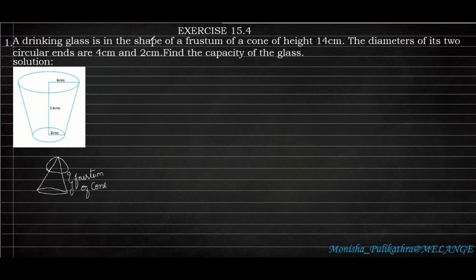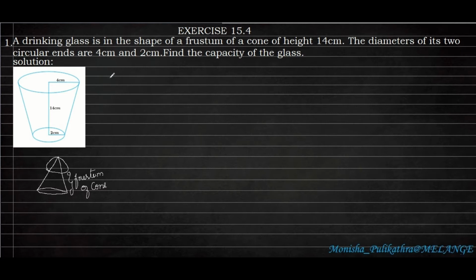Here a drinking glass is in the shape of a frustum of a cone of height 14 centimeter. So this is the height of the frustum. There are 2 diameters, not radius, diameters: 4 centimeter at the top end and 2 centimeter at the bottom end. Find the capacity of the glass. Capacity means find the volume of the glass.